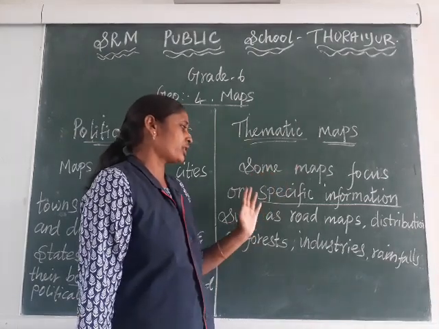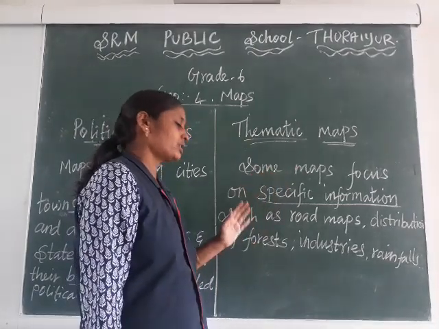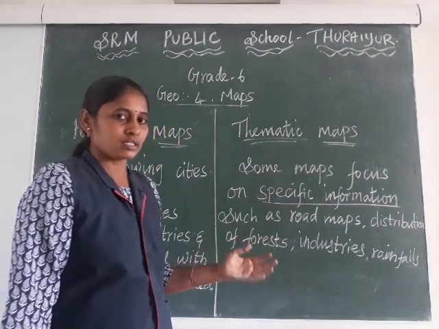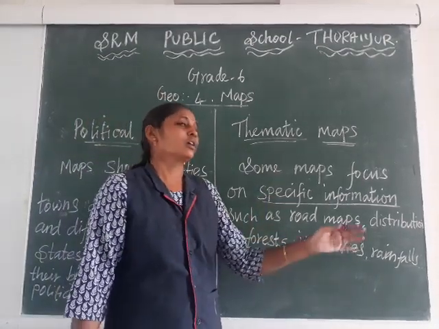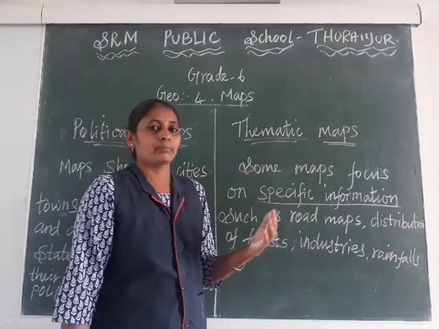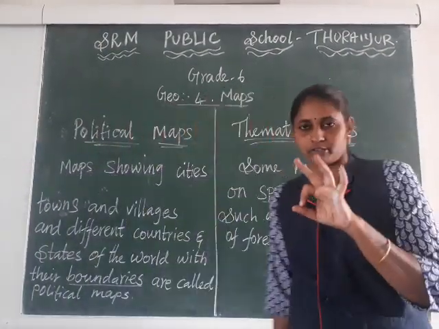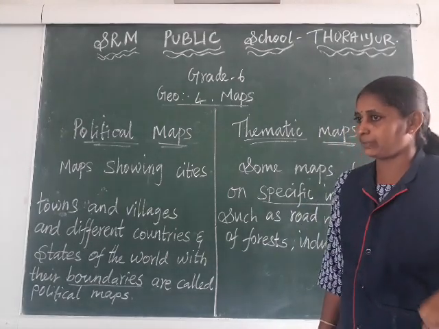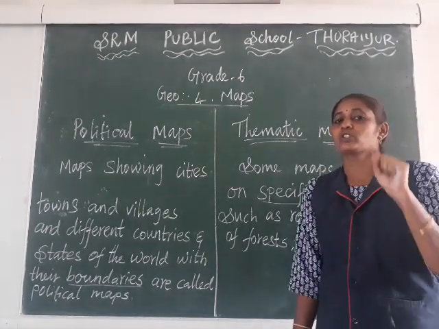Some maps focus on specific information, like distribution of forest, presence of industry, rainfall. These come under the thematic map. So we have three different types of map: physical map, political map, and thematic map.